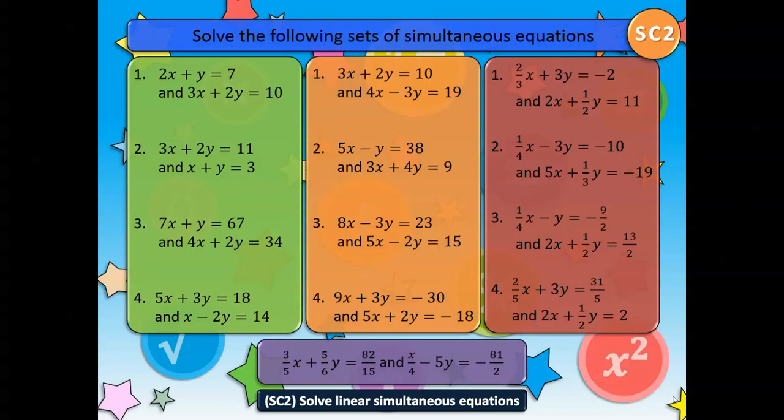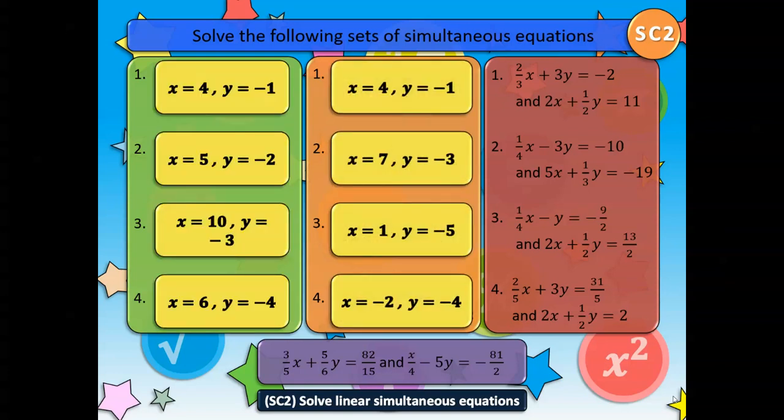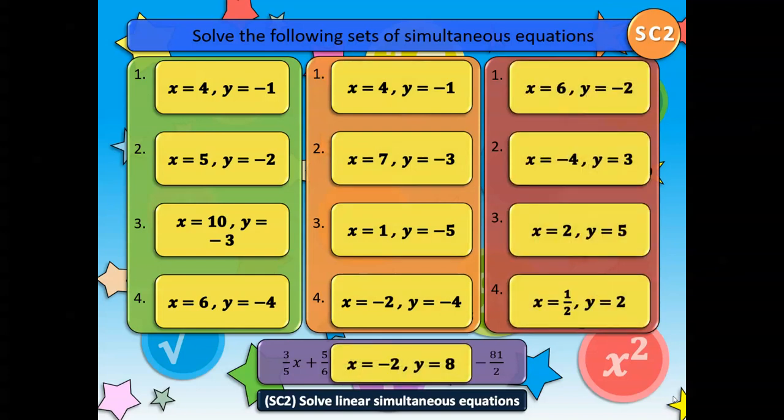Here are some questions for you to have a go at. Pause the video, and when you're ready to mark your work, press play. Here are your answers. So there's your green answers, there's your amber answers, there's your red answers, and there's your purple answer.